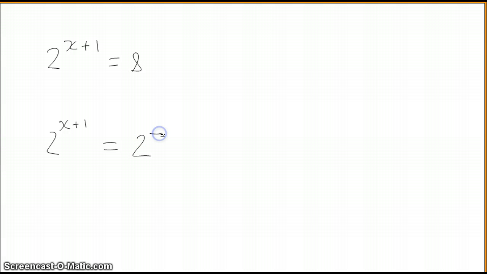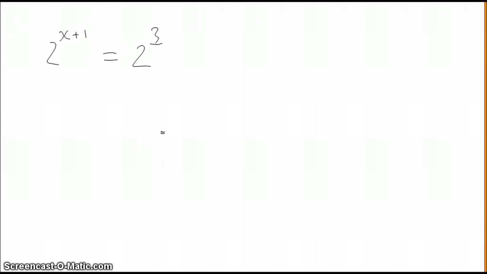What would the power be that goes here to make this side equal to 8? 3, correct. Now to solve for x, I can now equate the powers. x plus 1 has to equal 3. So if you can write the equation with equivalent base numbers, you can equate the powers, x plus 1 and 3. Answer for x? Now what goes there? What could go there to answer the question?